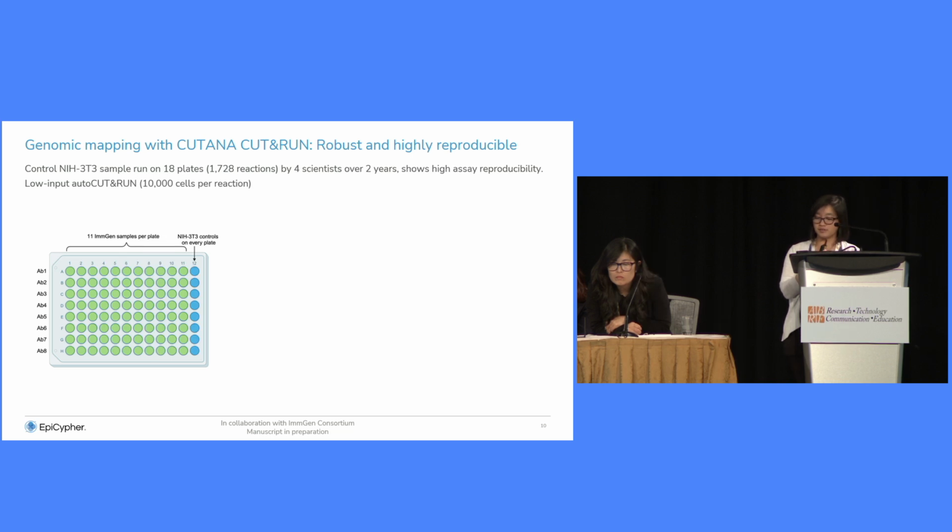So to ensure consistency, we included an NIH 3T3 control cell line on each plate alongside Amgen samples. This allowed us to confirm that the experiment was conducted correctly and to monitor assay variability. So this project spanned 2 years, of which we ran 18 plates. That's over 1,700 reactions by 4 scientists.